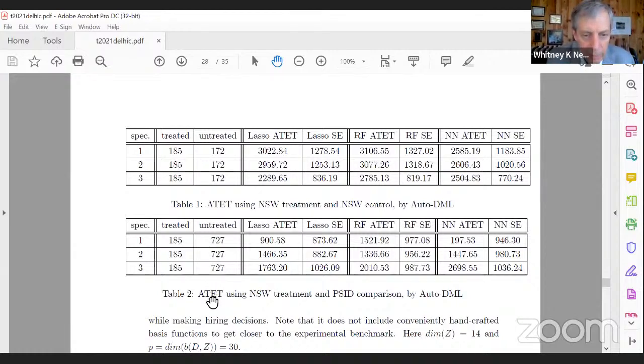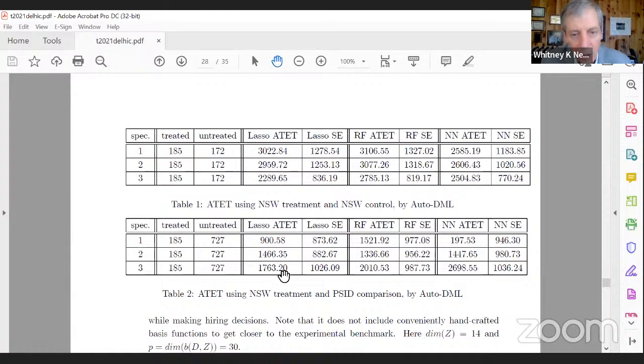So the second table looks at a different control sample. These are the same treated. The data is exactly the same for the treated observations, but we use a different control sample, the PSID comparison. And interestingly, you get some different estimates here. It's actually different. So changing the control sample mattered here. And I like the one with the most regressors the best, actually.